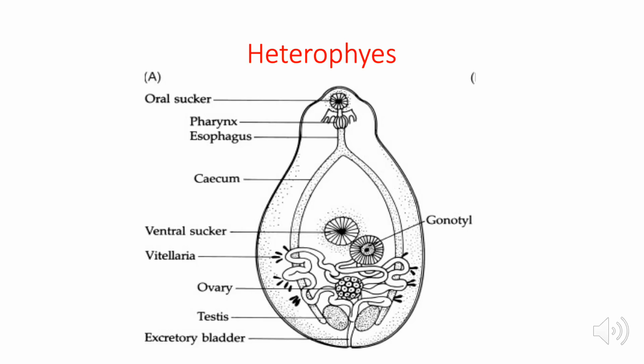This is another picture of the Heterophyes, and I want you to take a look at the red arrow. The red arrow is pointing to the uterus, and the uterus in trematodes is known to house or contain eggs. Please do appreciate that the uterus is linked to the gonotyl, because the main purpose of the gonotyl or the genital sucker is to release the eggs of the parasite.